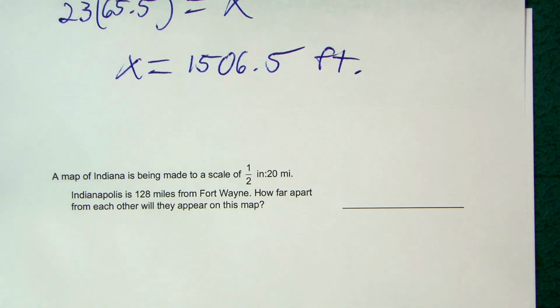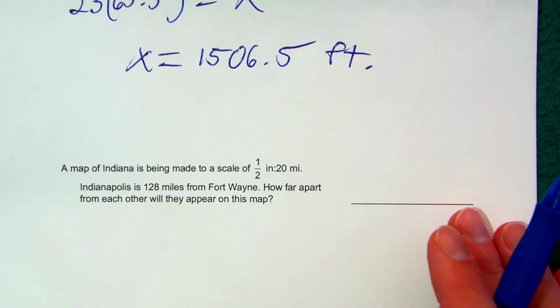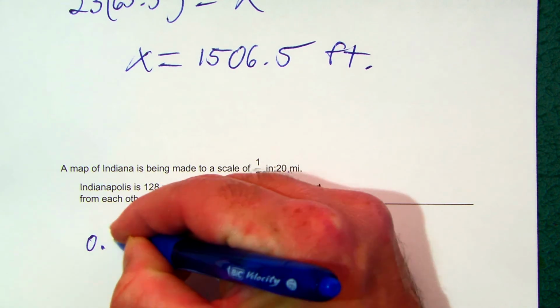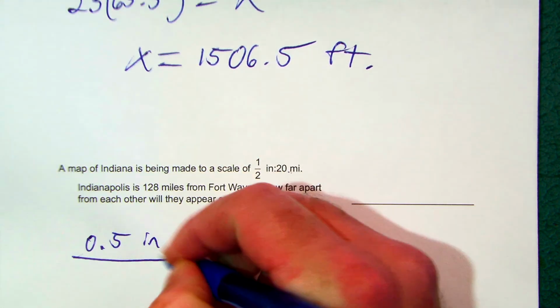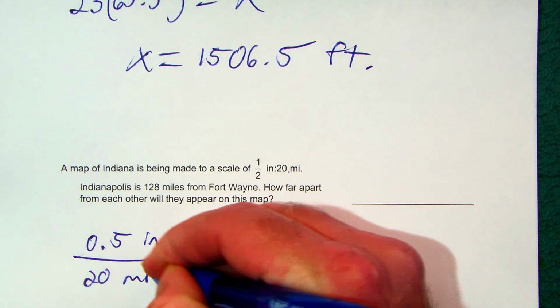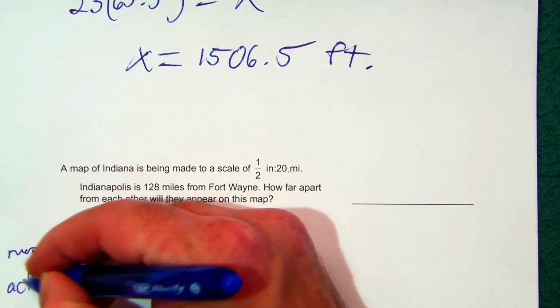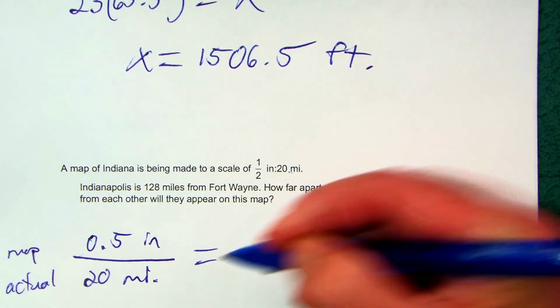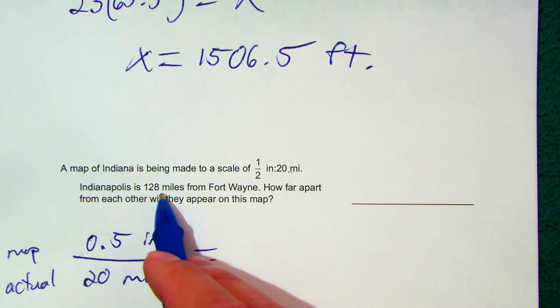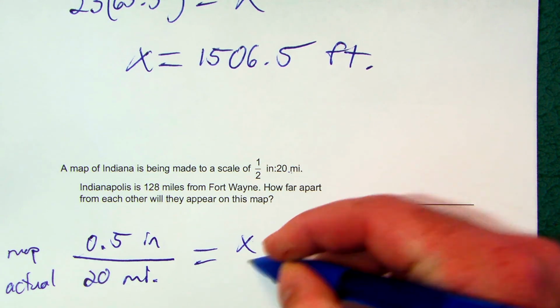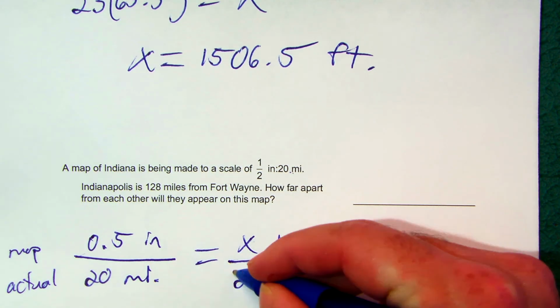Last up, we got a map here. A map of Indiana is made to a scale of ½ an inch is equivalent to 20 miles. So I'm going to go 0.5 inches is equivalent to 20 miles. So map is in the numerator. The actual is in the denominator. Indianapolis is 128 miles from Fort Wayne, so we're trying to figure out how much it is on the map. So we got x inches divided by 128 miles.